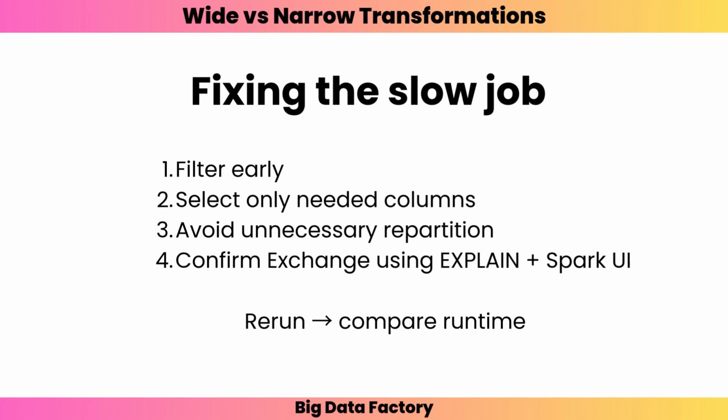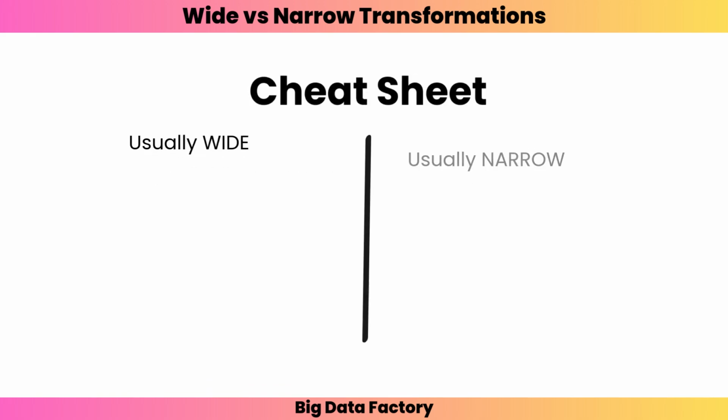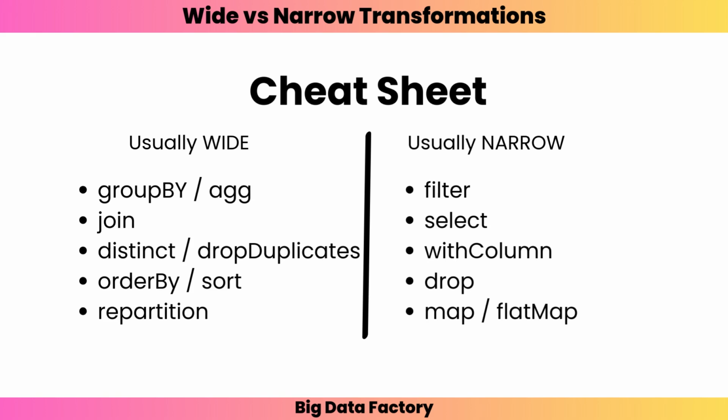Now, quick recap using a simple cheat sheet. Narrow transformations, usually no shuffle. Examples: filter, select, withColumn, map or flatMap, drop. Wide transformations, usually shuffle. Examples: group by or aggregate, join, distinct or dropDuplicates, order by or sort, and repartition. One line rule: if this operation requires bringing some keys together or a global ordering, it's wide.